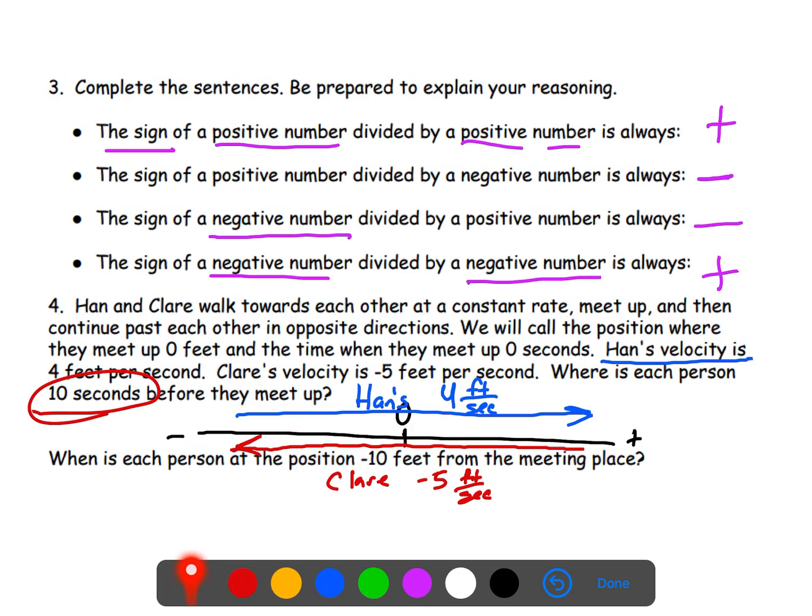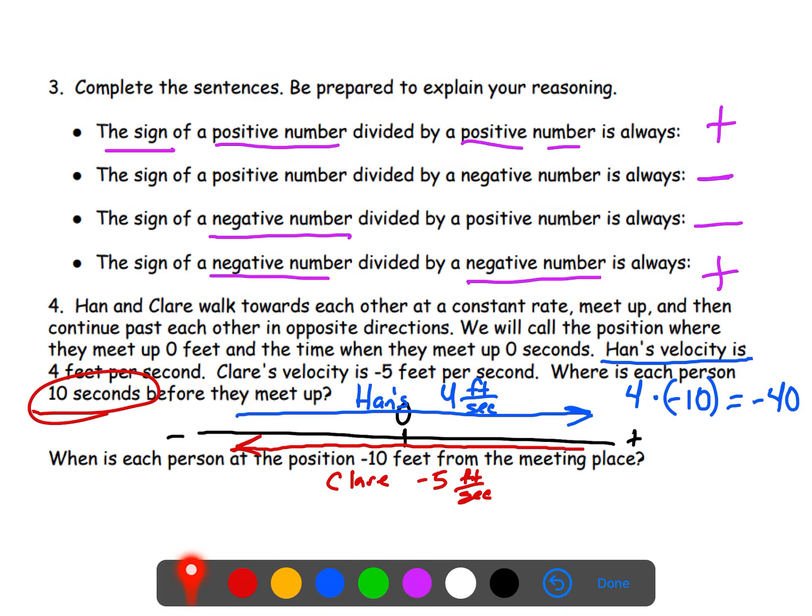Well, 10 seconds before they meet up, Han is going to be here on the negative side because he's 10 seconds away from meeting Claire. We would get that by taking his velocity times -10 seconds. Now, we talked about this with the cars. -10 seconds was 10 seconds before the meeting point. So Han would take 4 times -10, and his position would be negative 40 feet over here on the negative side.